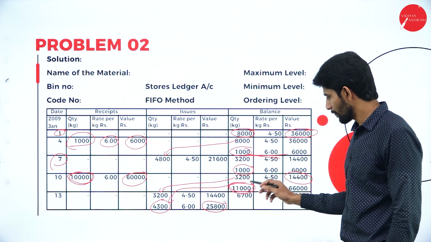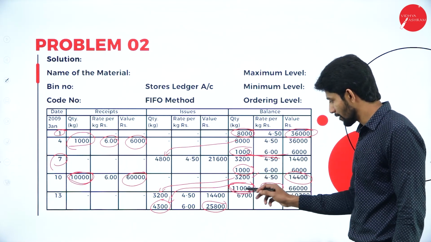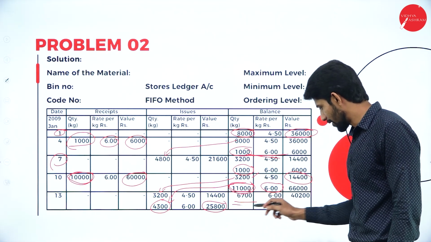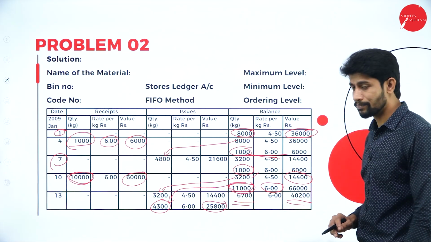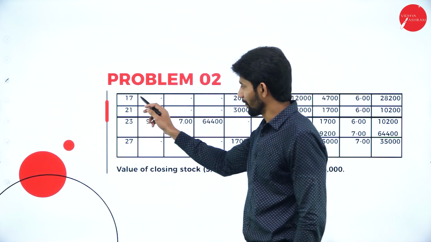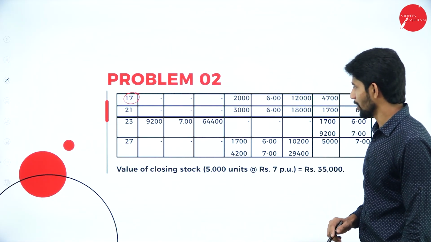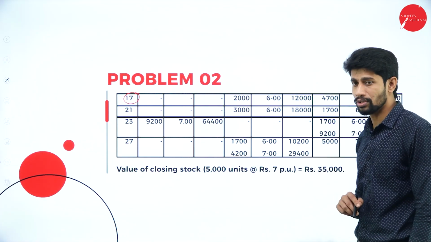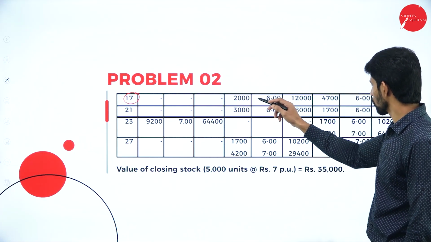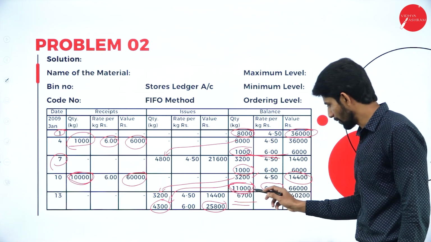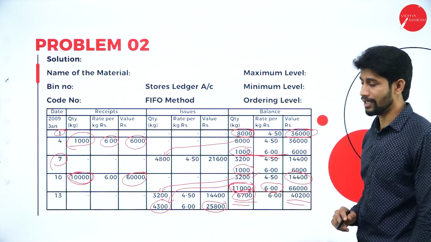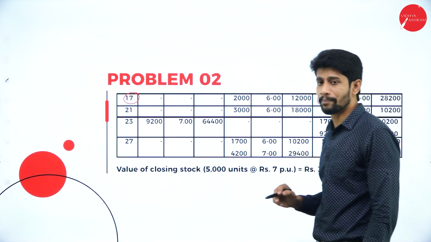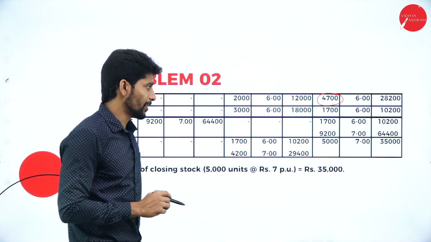So what will be the balance? We already issued 3,200. In this 11,000 we issued 4,300. The balance is 6,700 and value 40,200. Next, on 17th, what is the entry? Again on 17th, we issued how much? 2,000 units. So issue 2,000 units from 6,700 units. So if you issue 2,000, what will be the balance? 4,700.